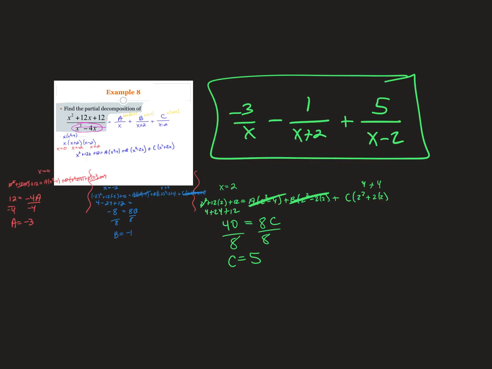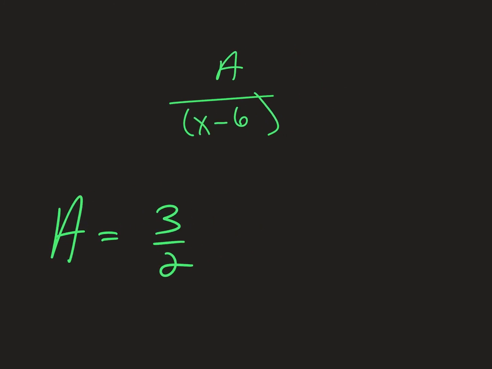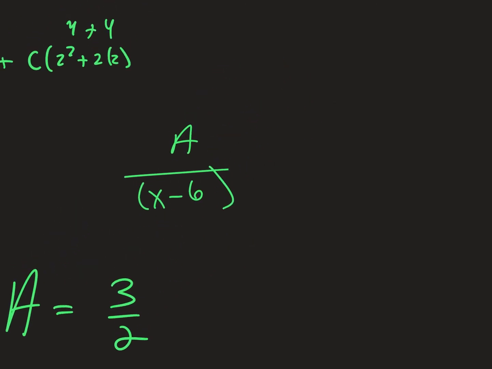One thing I do want to bring to your attention. Let's just say I had a equaled 3 over 2, right? Say I had this fraction a, and then it's x minus 6. You guys follow along? I solved some arbitrary problem, and I came out with a equals 3 over 2. This is not the correct way to write that.